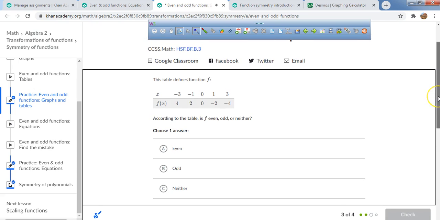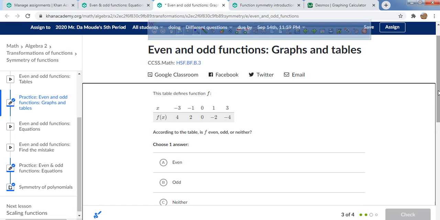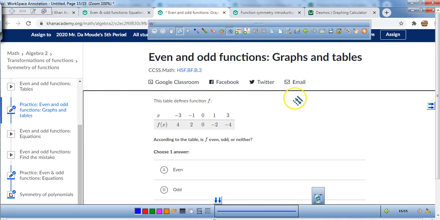Okay. So we're looking at this table right here. It says, according to the table, is it even, odd, or neither? All right. So right now we have opposite x values and opposite y values. Opposite x values, opposite y values. So upon first inspection it looks like it's going to be odd. We're just going to take our time real quick, make a table, and see if it follows those rules.